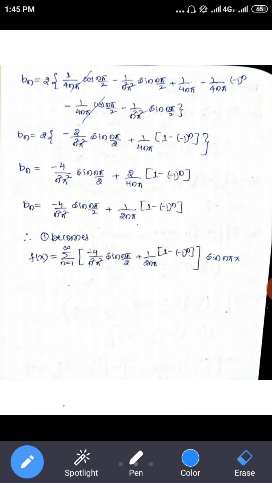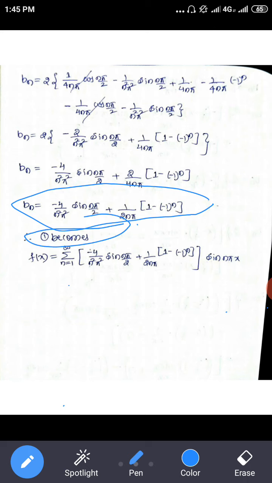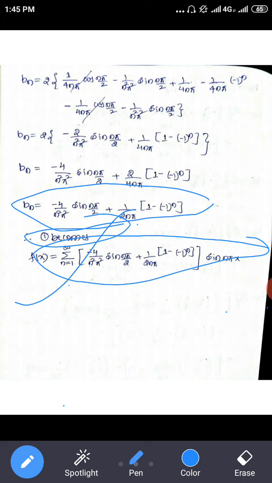So bn is equal to minus 4 divided by n square pi square sin n pi by 2, plus, 2 over 4 gives 1 upon 2 n pi, 1 minus minus 1 raised to n. So this is what your bn is. So equation 1 becomes f of x is equal to the sum of minus 4 divided by n square pi square sin n pi by 2 plus 1 upon 2 n pi 1 minus minus 1 raised to n, times sin of n pi x. This I have substituted in equation 1. So this is the half range sine series.